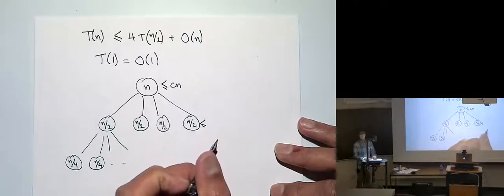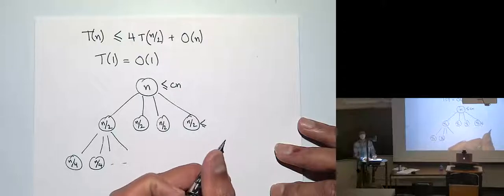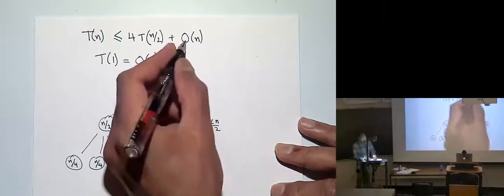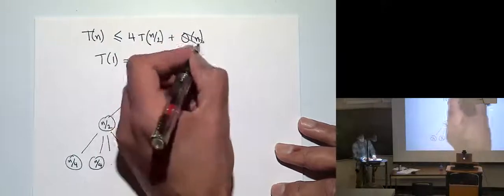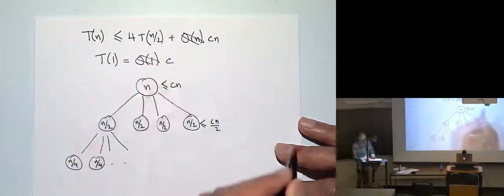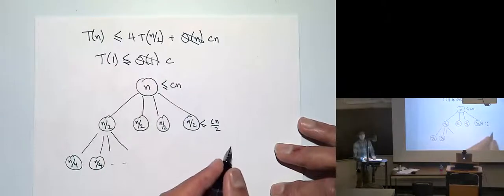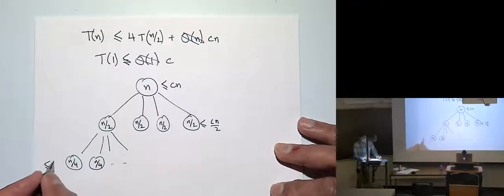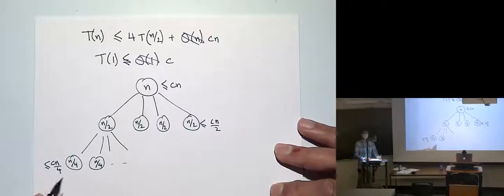How much? C times n over 2, right? Because it's O of n and n is the size. So you could write this is c times n and this is at most c times n over 2, right? How much over here? At most cn over 4.